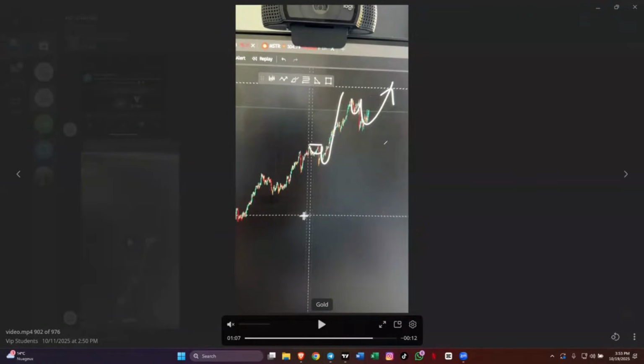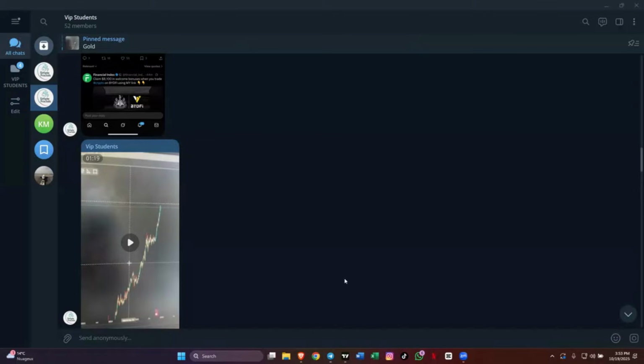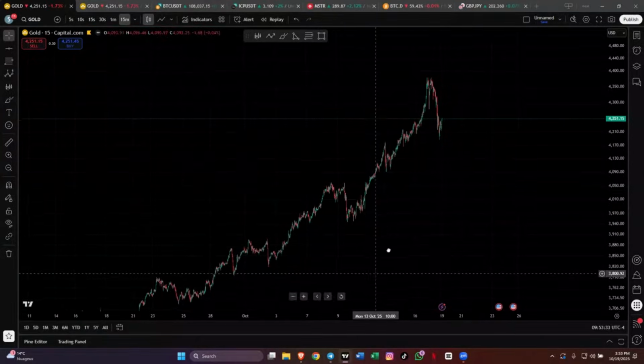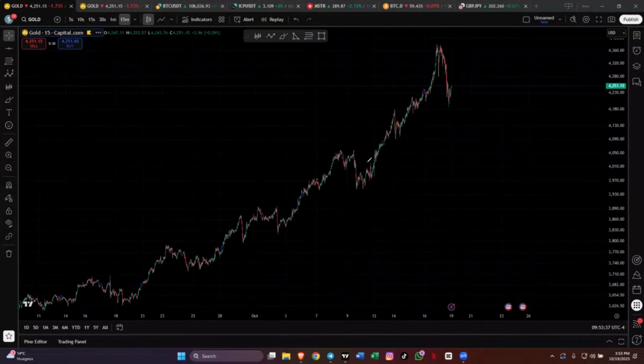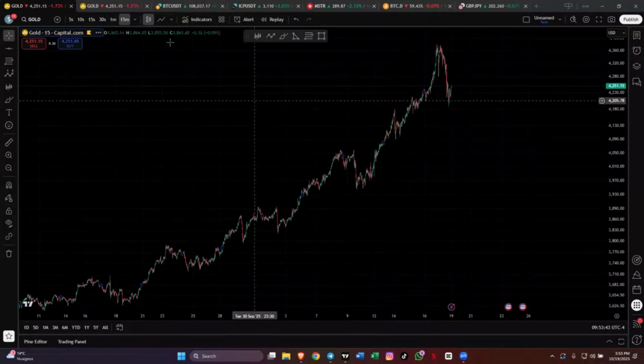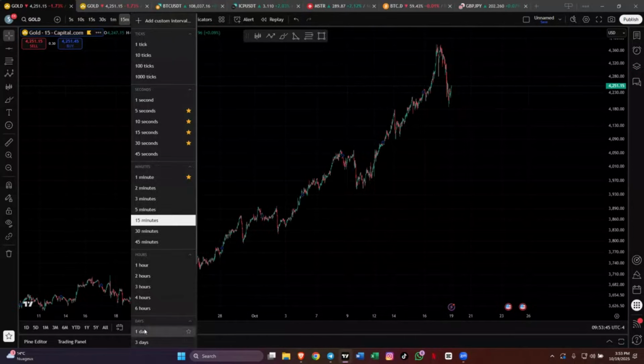It was last Sunday and we were expecting that this week the price will be bullish on gold and it will keep creating higher highs and new all-time highs. So if we go right here to the chart, we'll try to break down in detail how we came up with this analysis and how we expected that the gold chart will keep going up for the whole week right here. So first we need to check the daily chart.